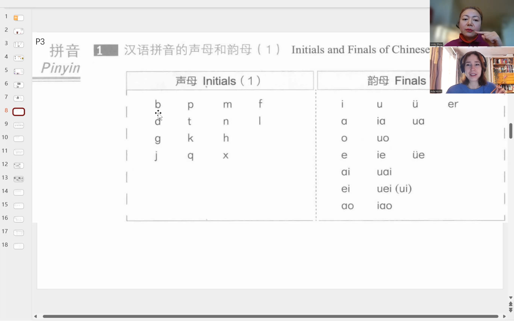Yes, just the initials. So, b, p, m, f. Indeed, if I put English here, they all sound like this: b, p, mo, fu. It has the sound after it. Yeah, fu, and then d.